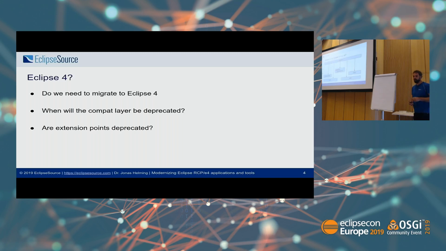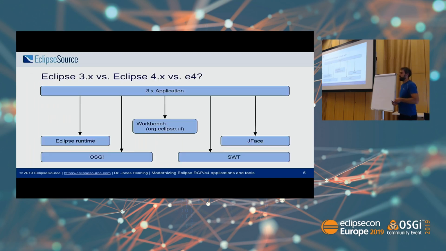Let's quickly look at the options. If we look at a classic 3.x application, besides a lot of other frameworks, it is typically based on 5 components, which is the Eclipse runtime, OSGi, SWT, JFace, and then we have the workbench in the middle. The workbench plugin, org.eclipse.ui, provides you with stuff like perspectives, handlers, editors, views. All those extension points are provided by this plugin.